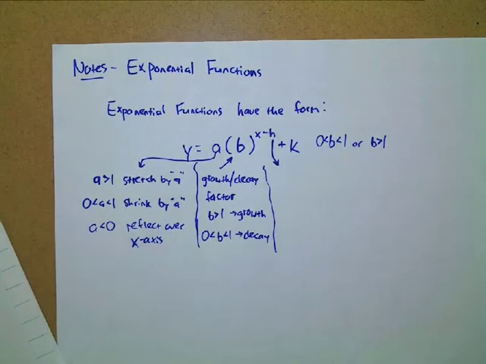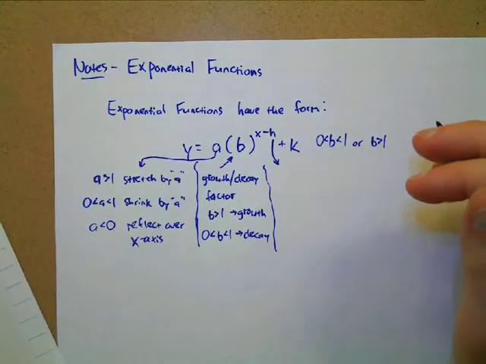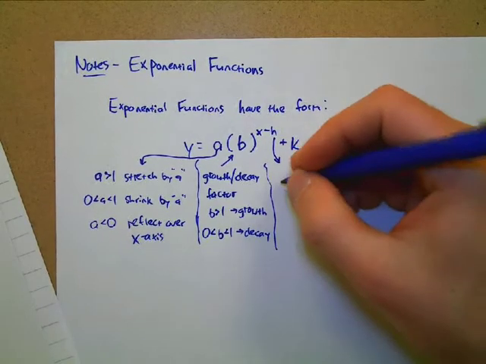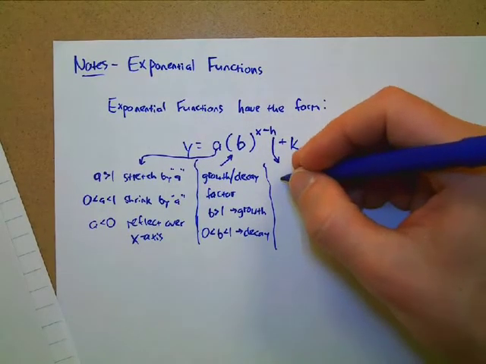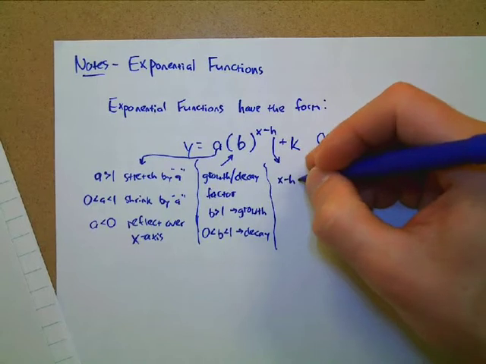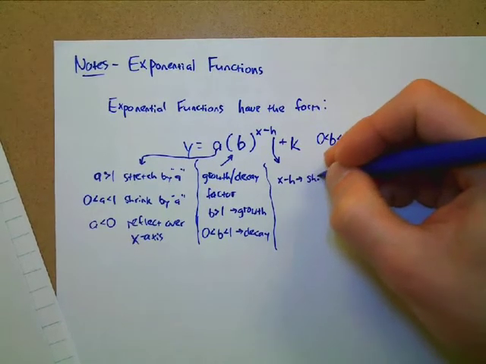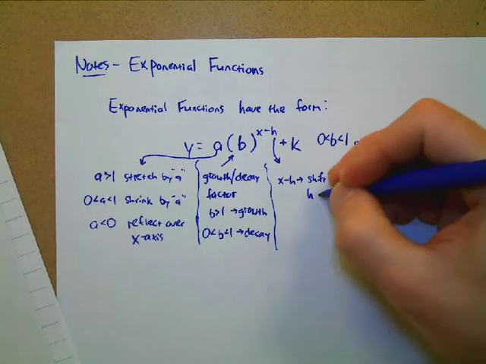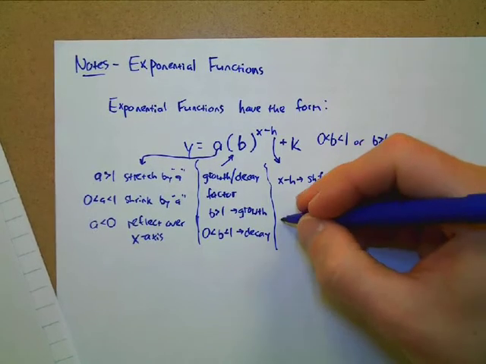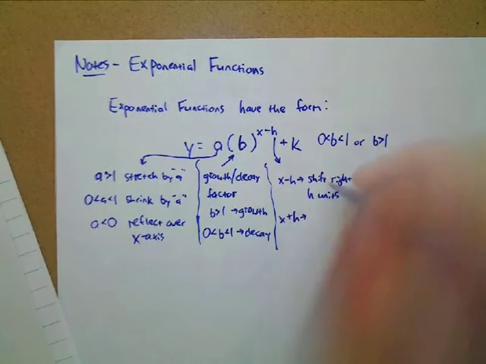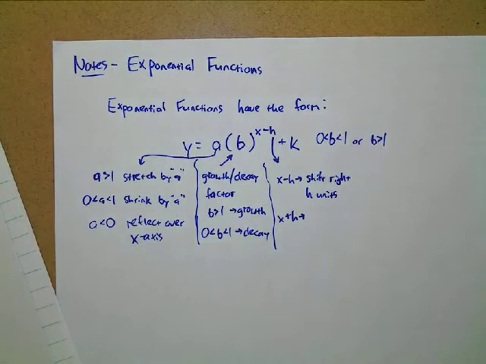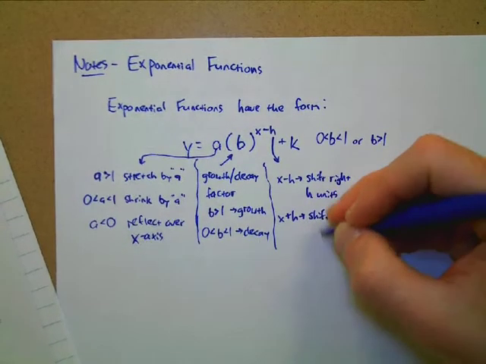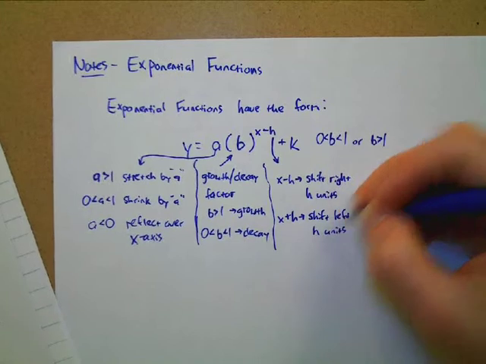Okay, it's going to be shifting things, right? Shifting which direction? Left or right. So if you have x minus h, then that means we're going to shift to the right h units, right? And if we have x plus h, what does that mean? We're going to shift left h units. Okay?